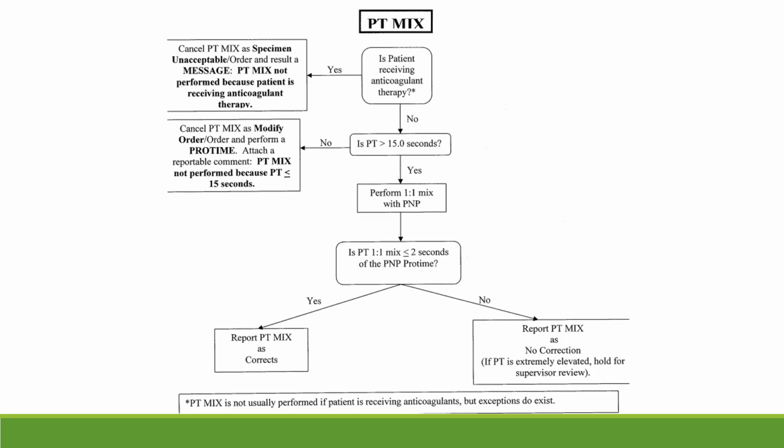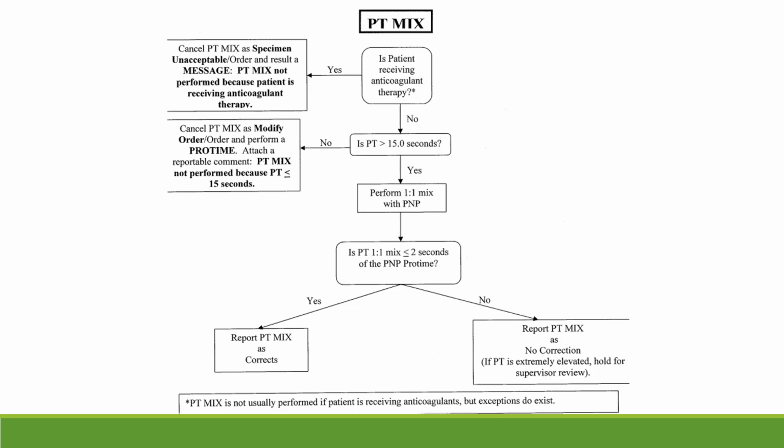But ordinarily, we would go ahead and not perform it if the patient is receiving anticoagulant therapy. If they are not, or it's unknown, we're going to ask ourselves this: is the PT greater than 15 seconds? If not, we're going to cancel it because it's not indicated for a PT mixing study, and we will just comment not performed because PT is less than or equal to 15 seconds, and we'll just report out the prothrombin time result that we received initially.